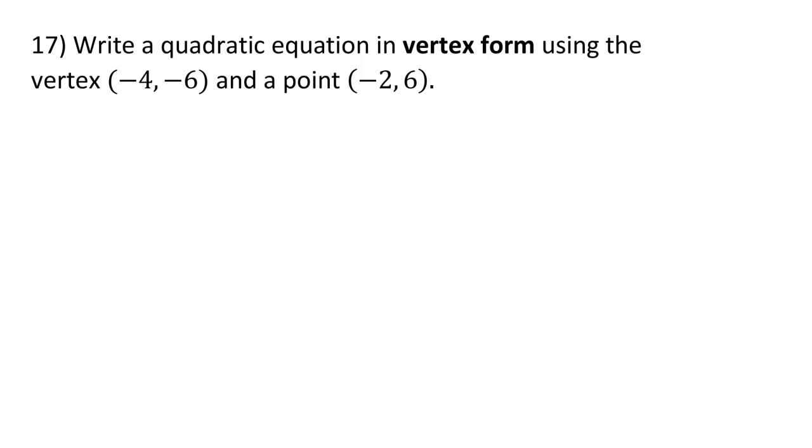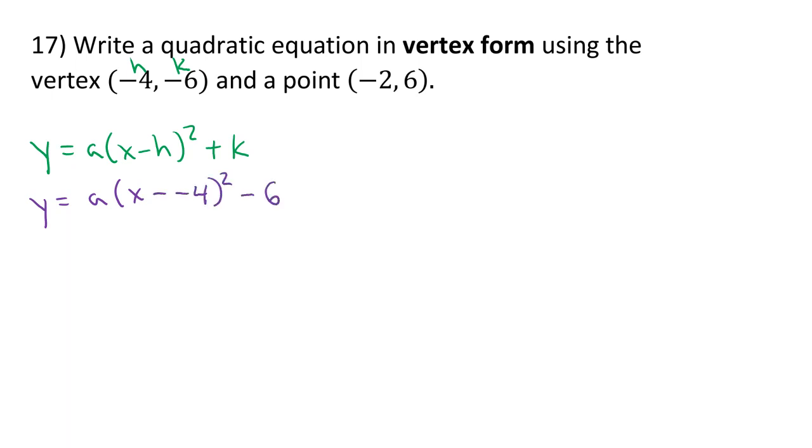Problem 17, writing something in vertex form. Once again, vertex form is this right here. And you need to memorize it. Your vertex, the -4 is the h, the -6 is the k. So if we plug it into our formula, we'll have y equal a, x minus a -4 squared subtract 6. Once again, when you have a minus and a minus, you're going to make a plus sign.